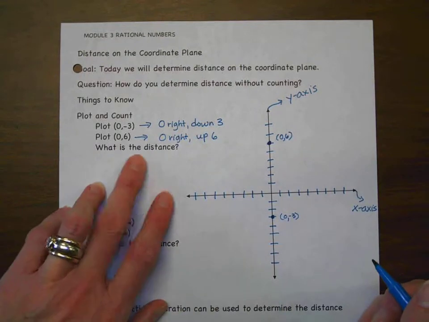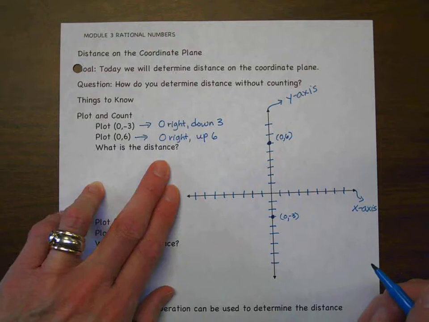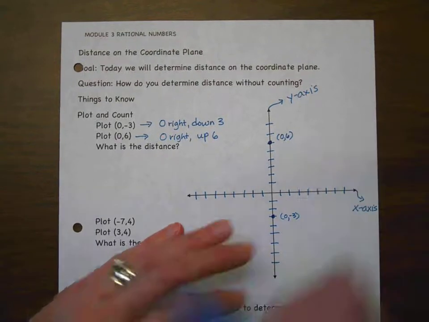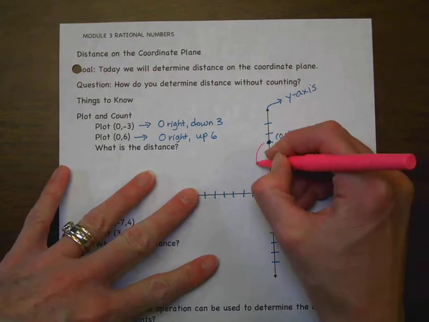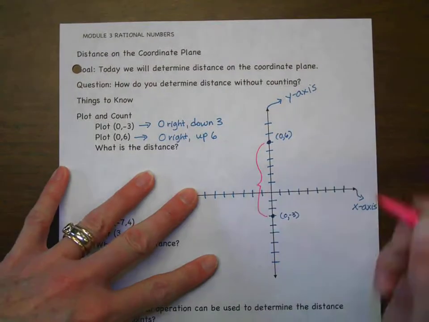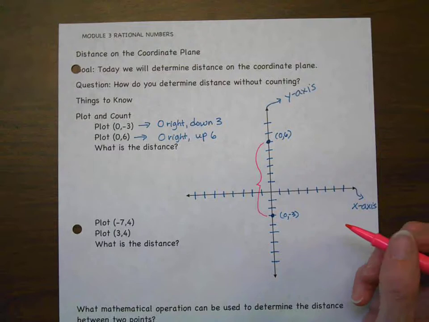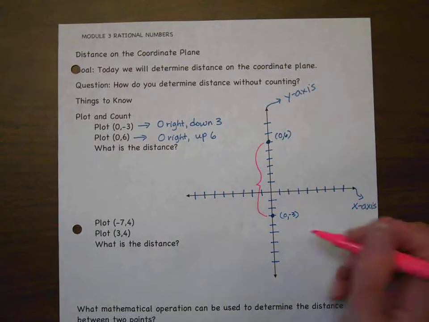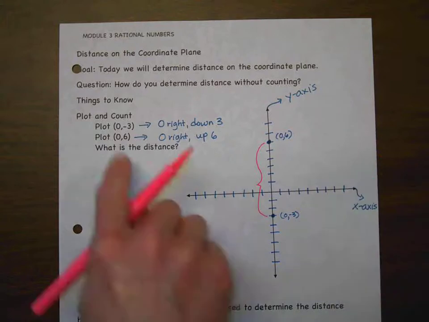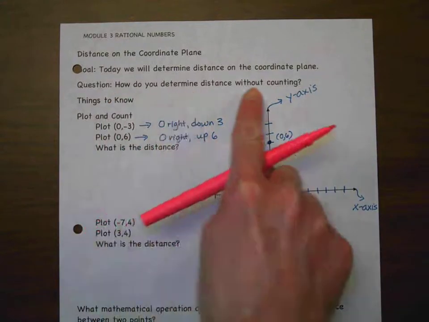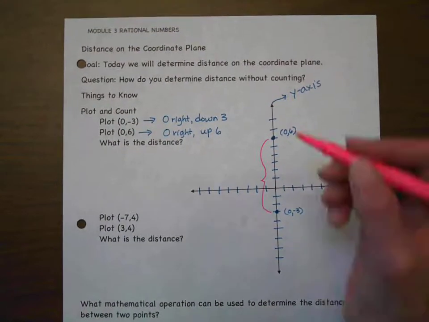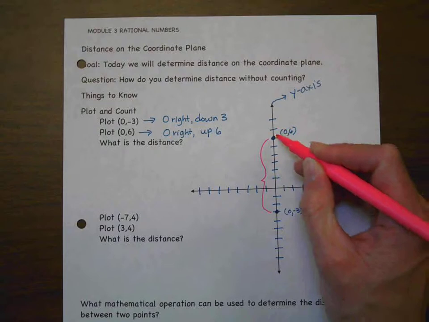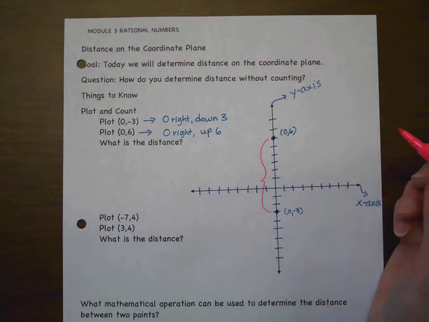Now the next question that it asks us is, what is the distance? When they're asking you that, they want to know, what is the space from this point down to this point? Basically we have to figure out how far away these two are. If you go back to our question, it says, how do you determine the distance without counting? Well, let's count it first just so that we can see what we learn. It doesn't really matter where you start. You're just going to count your hops from one point to the other.